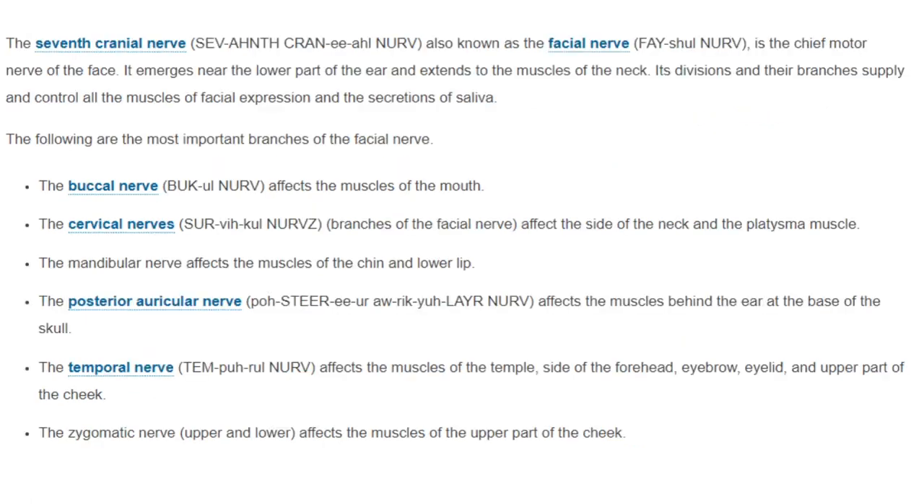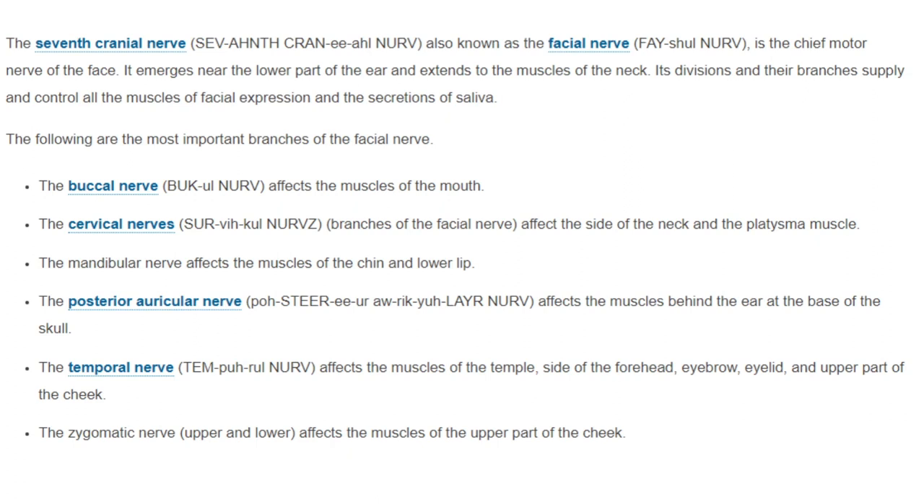The seventh cranial nerve, also known as the facial nerve, is the chief motor nerve of the face. It emerges near the lower part of the ear and extends to the muscles of the neck. Its divisions and their branches supply and control all the muscles of facial expression and the secretions of saliva. The following are the most important branches of the facial nerve.